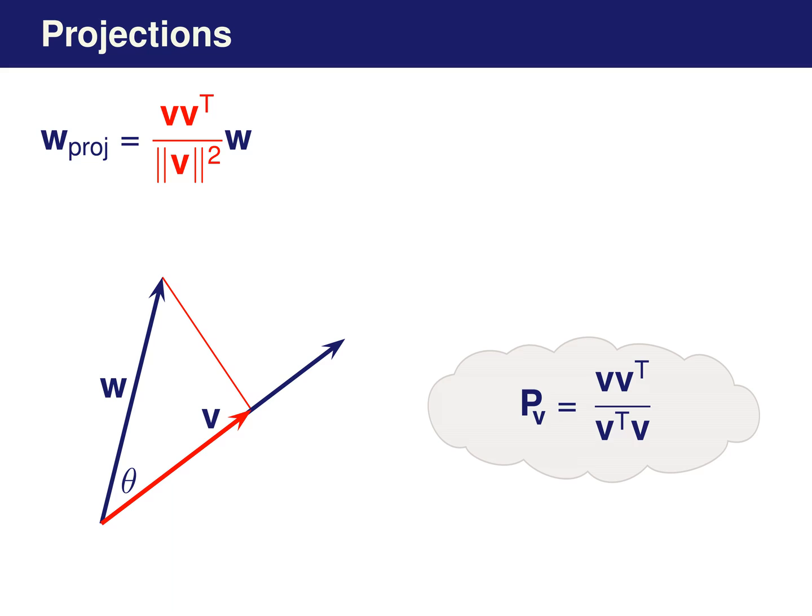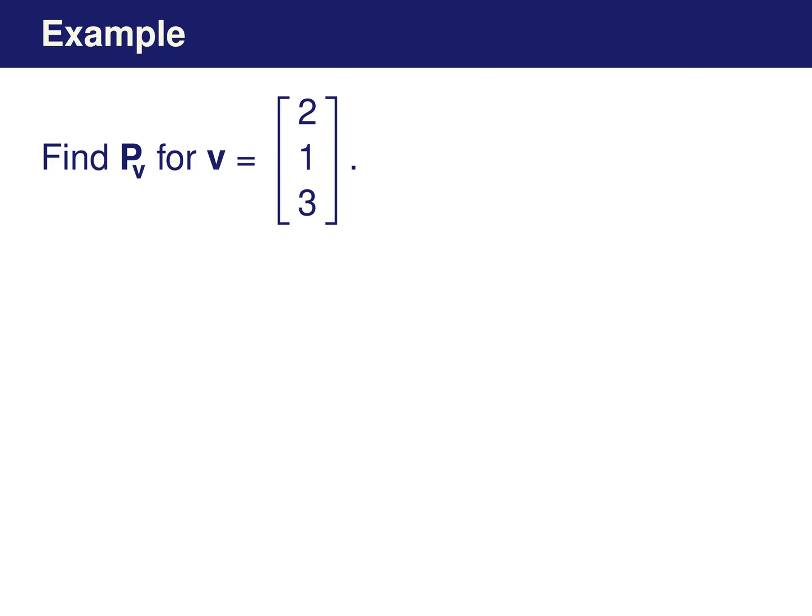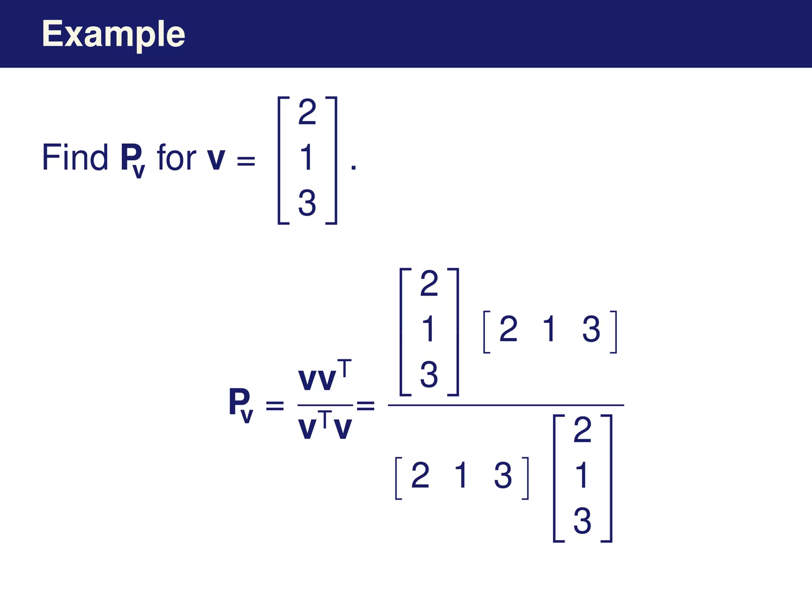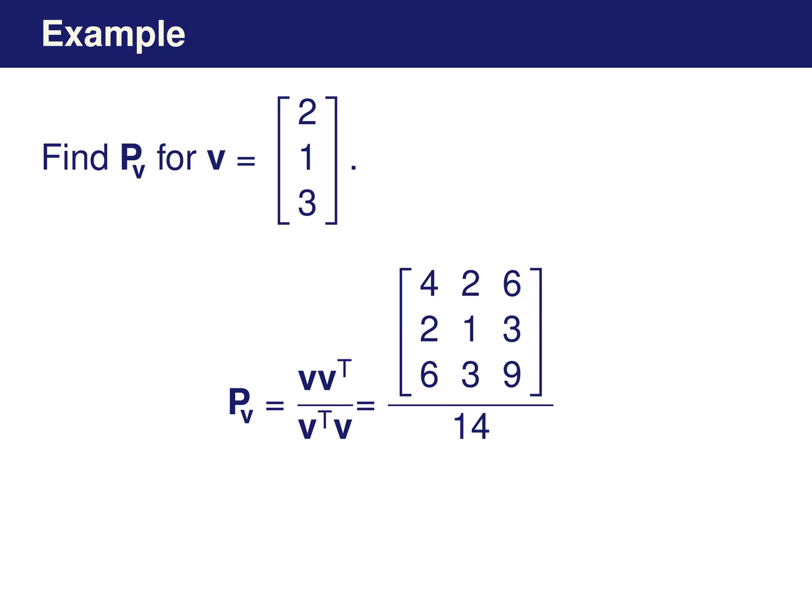We can furthermore expand the denominator into v transpose v. Then we have an outer product divided by an inner product. For vectors in n-dimensional space, P is an n by n matrix. As an example, let's find the projection matrix from R3, onto a line spanned by the vector v equals 2, 1, 3. The projection matrix is given by v v transpose divided by v transpose v. We substitute in the value for v, and then multiply the terms together.